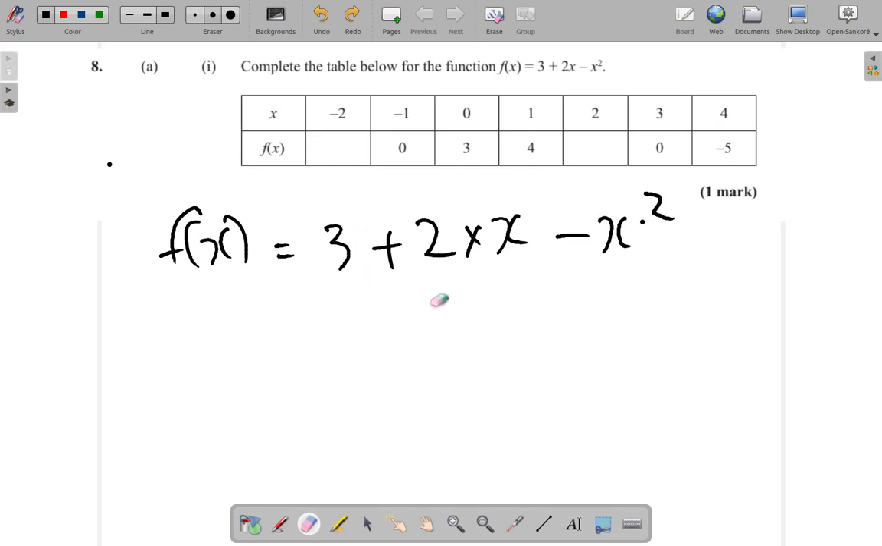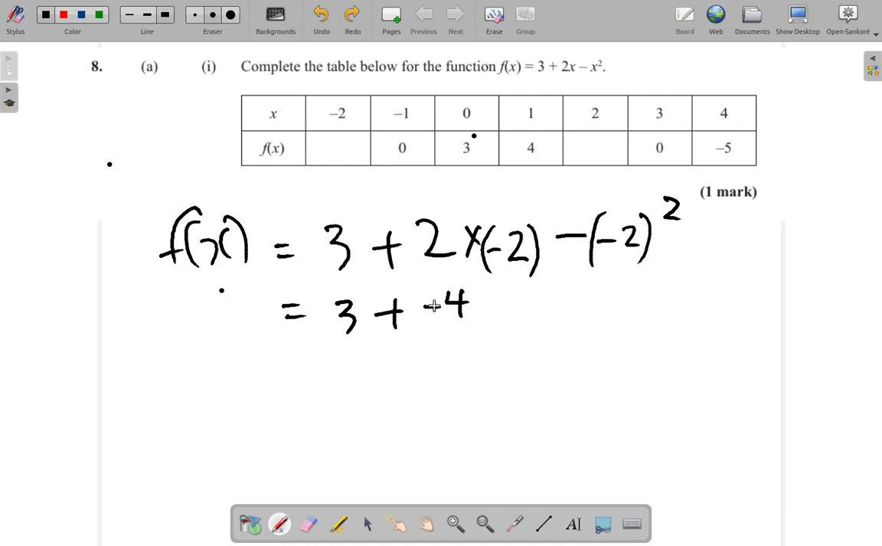So what you'll do, you say 3 plus 2 times x, but x is negative 2, so it's 2 times negative 2. Let me put the negative 2 in brackets, minus x squared. But x is negative 2, so it's going to be minus negative 2 squared. So you have 3 plus 2 times negative 2, so it's 3 plus negative 4, 2 times negative 2 is negative 4, minus negative 2 squared is going to be a positive 4, because negative 2 squared means negative 2 times negative 2, and negative times negative, that's positive.